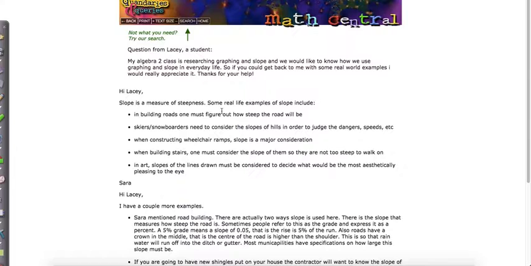show you some real-life examples of slope. So we know slope is a measure of steepness, so here's some real-life examples. In building roads, one must figure out how steep the road will be. Skiers and snowboarders need to consider the slopes of hills in order to judge the dangers, speeds, etc. When constructing wheelchair ramps, slope is a major consideration because you don't want the wheelchair ramp to be too steep, because that will cause the wheelchair to go too fast down the ramp. When building stairs, one must consider the slope of them so they are not too steep to walk on. And finally, in art, the lines drawn must be considered to decide what would be the most aesthetically pleasing to the eye.